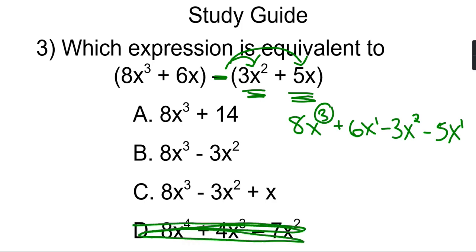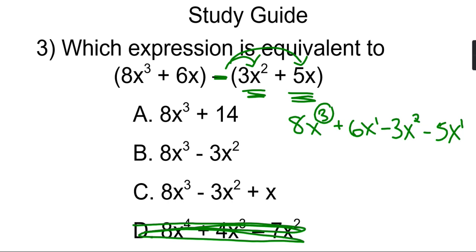And when we're adding and subtracting, the degrees don't change. So 8x to the 3rd power stays 8x to the 3rd power. There was nothing to add to that. So our first term is 8x to the 3rd power, either choice A, B, or C. Now let me look at the next term.